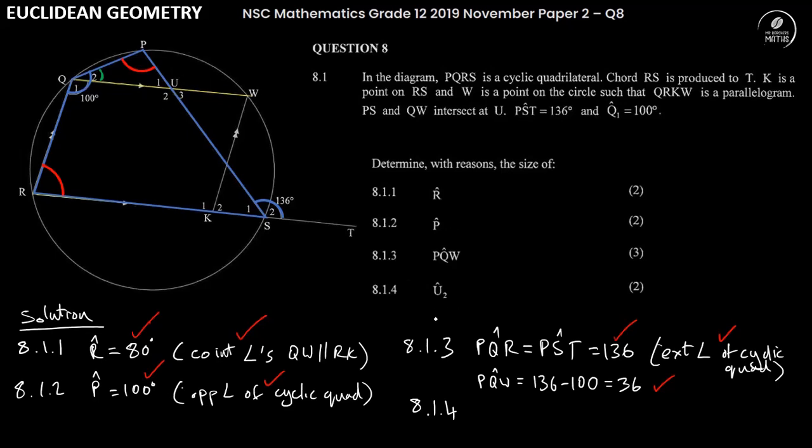But when you're looking for U2, we need to see that QW is parallel to RS. That makes S2, which is 136, equal to U2, because QW being parallel to RT makes S2 and U2 alternate angles. So we could say that U2 is equal to S2, which is equal to 136, because of alternate angles.